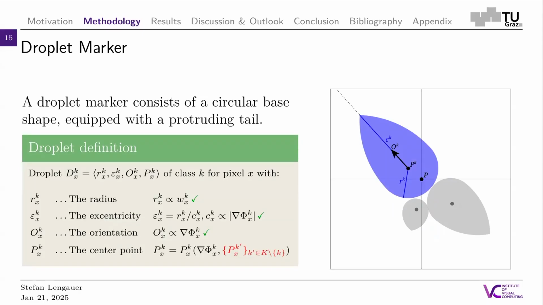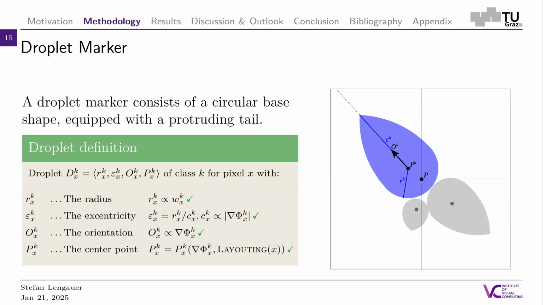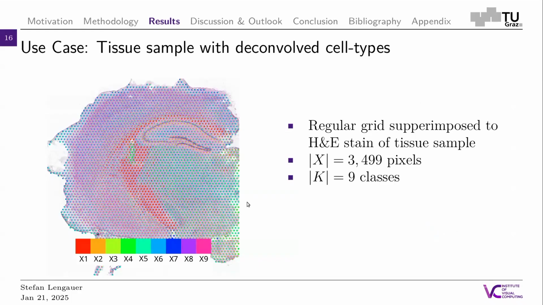Right, and that's basically all for the design of our marker and for the placements. Now we have everything for drawing these droplet markers, and with that we can actually look at some of the results. So our most important or go-to result is from the challenge dataset, which you can see here.